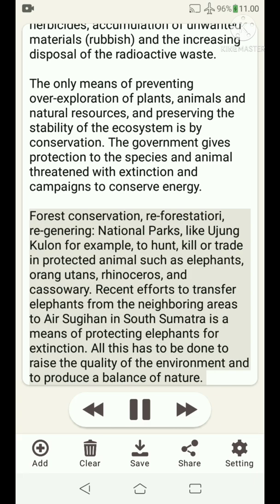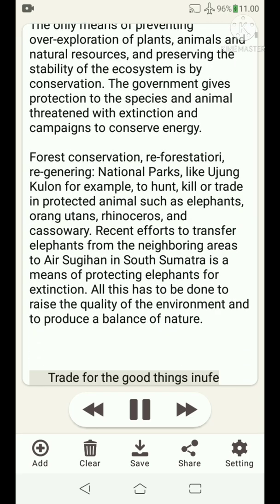Recent efforts to transfer elephants from the neighboring areas to Air Sugihan in South Sumatra are a means of protecting elephants from extinction. All this has to be done to raise the quality of the environment and to produce a balance of nature.